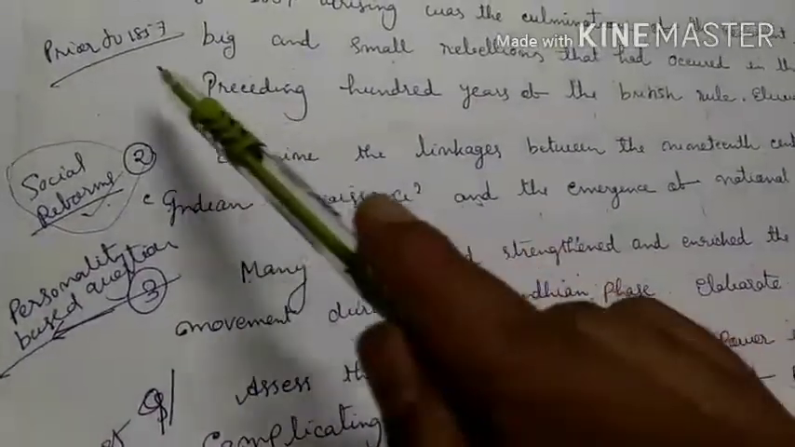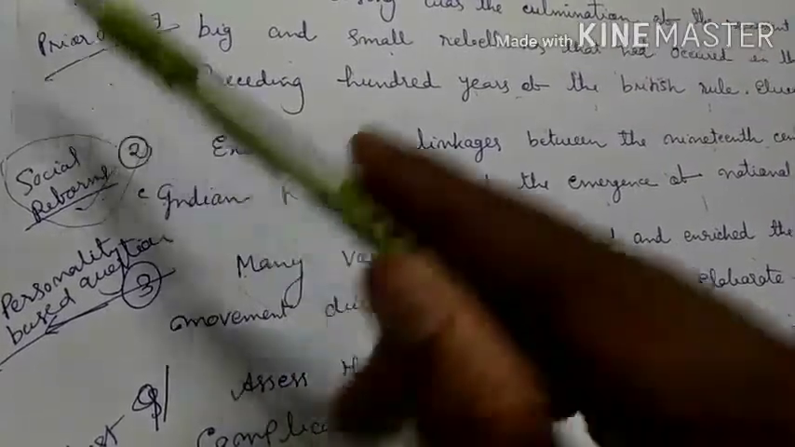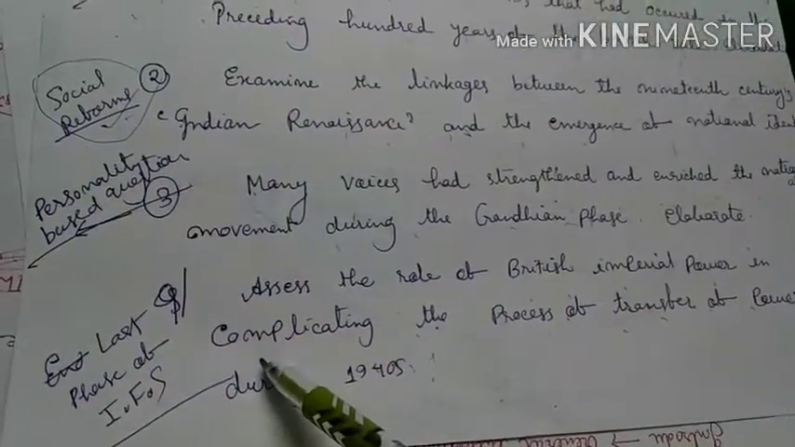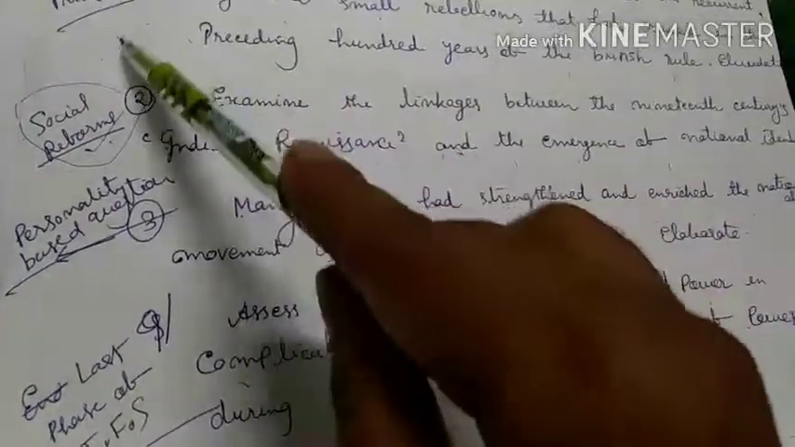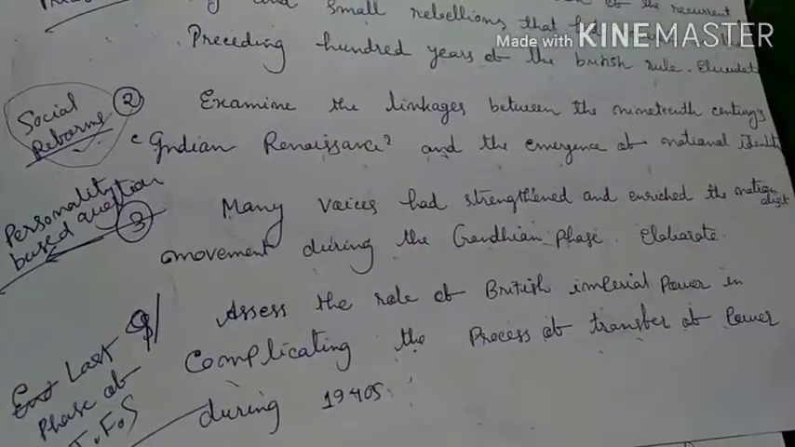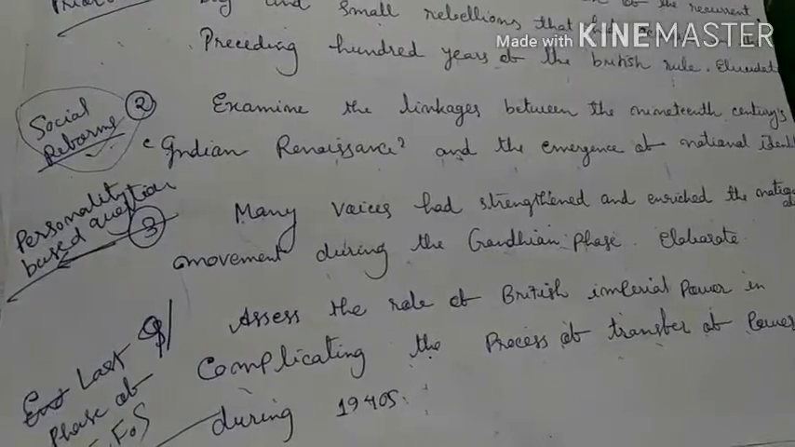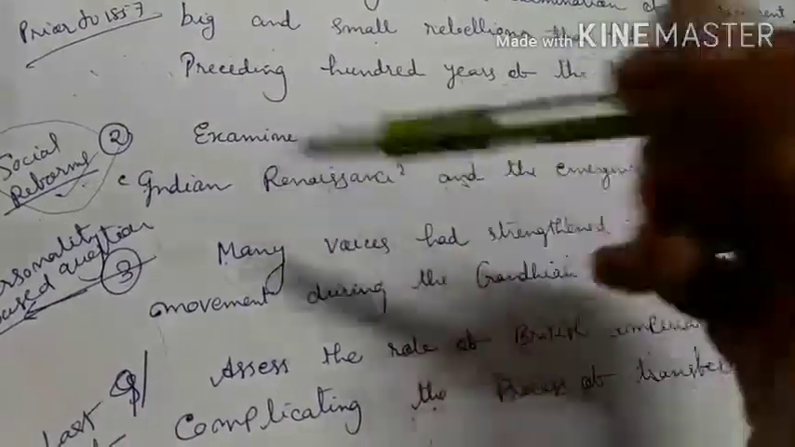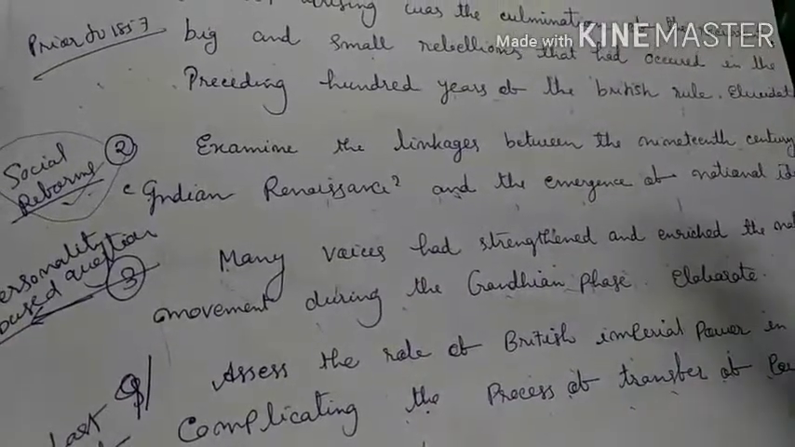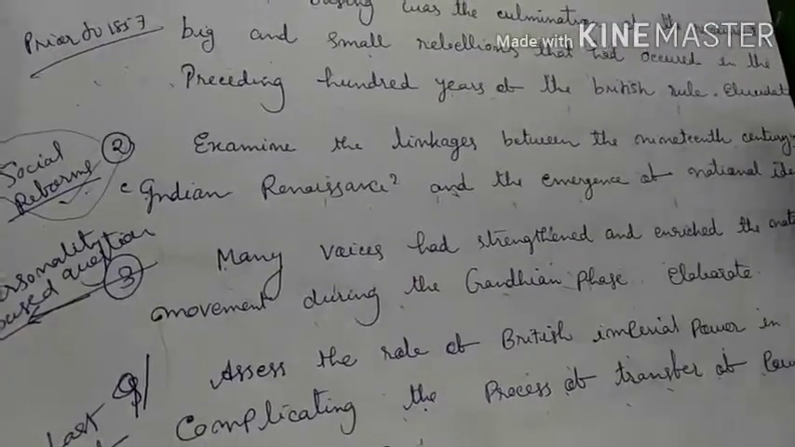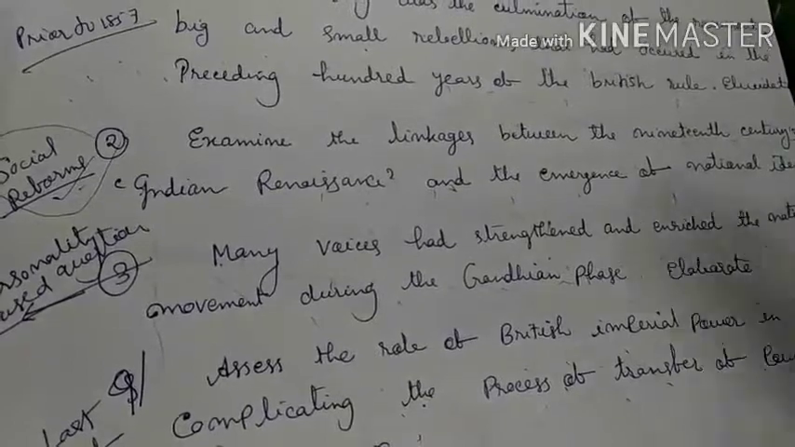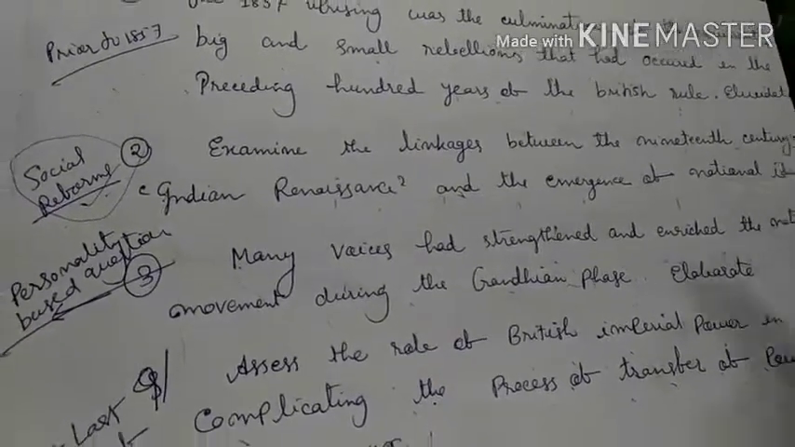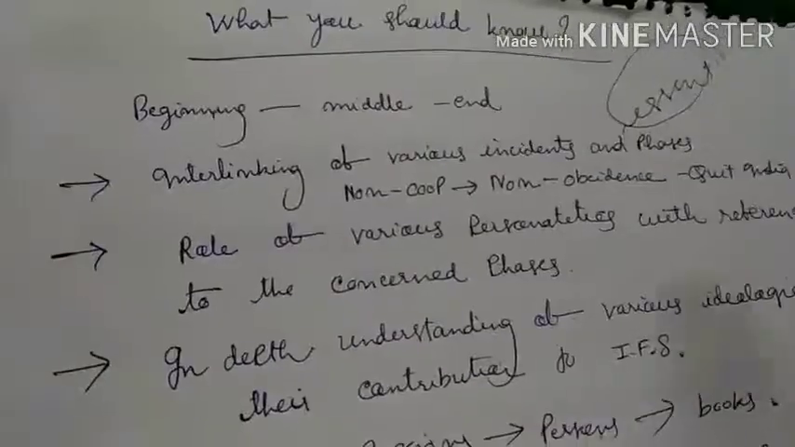So we can say that right from the beginning of 1857, even prior to 1857, up to the completion of the transfer of power, the questions are based as a whole on the Indian freedom struggle. Means you have to, as I have already mentioned, understand the intricacies or interlinkages of Indian freedom struggle. Right, what are the various phases, what are the various personalities, what are the various ideologies, and what are their contributions. Only then you will be able to write the answers.